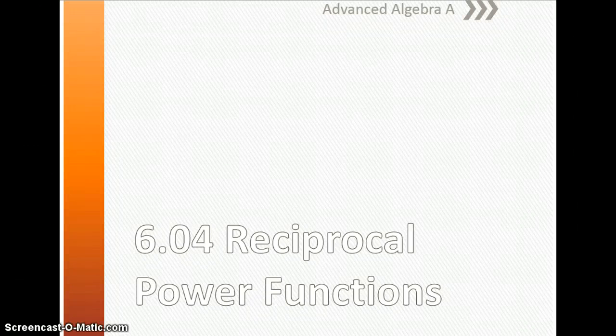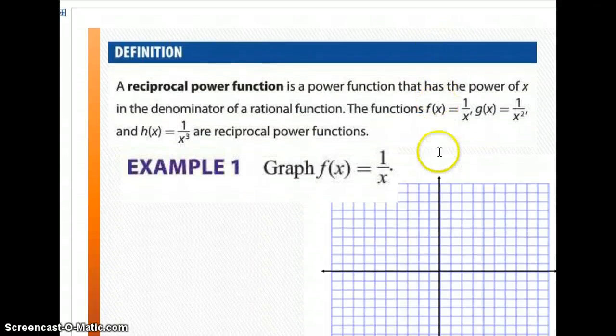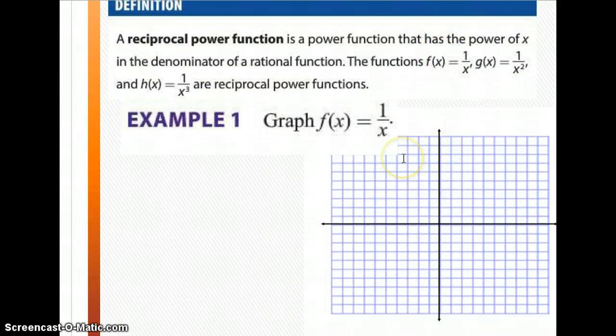Okay, so this is for 6.04, reciprocal power functions. It's basically we're taking the reciprocal of a function. Obviously we can have different functions: 1 over x, 1 over x squared, 1 over x cubed. Those are the power functions, just taking the reciprocal of them.